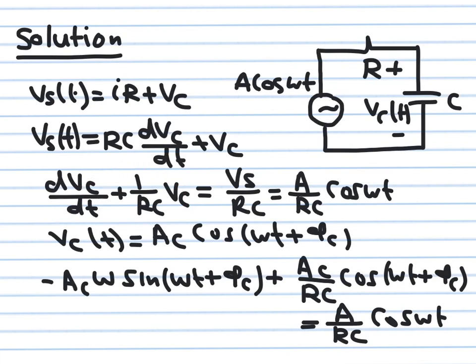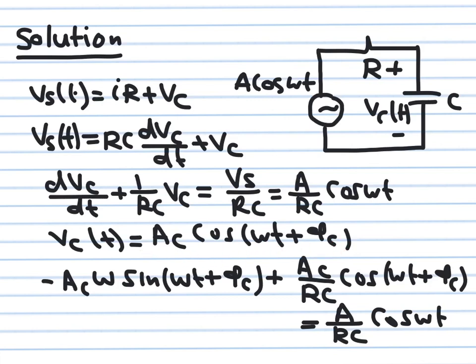Because we know it has to be a sinusoidal signal with the same frequency omega, we're going to assume this form for it. And then we will substitute this form into this equation. If you differentiate this relative to T, you get minus AC multiplying omega sine(omega T plus phi C). And then 1 over RC VC, where we replace VC by this cosine, is equal to A over RC cosine omega T. So this is now the equation after I substituted the template of the capacitor voltage.